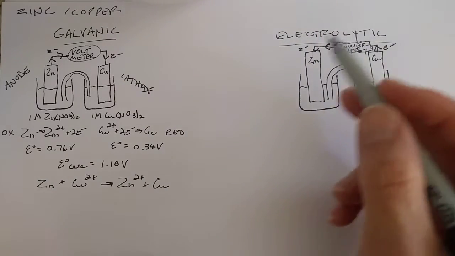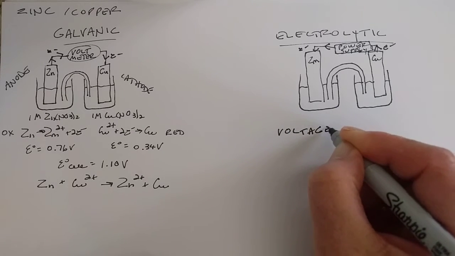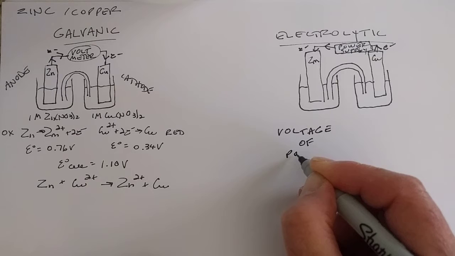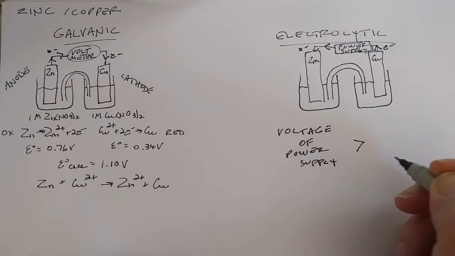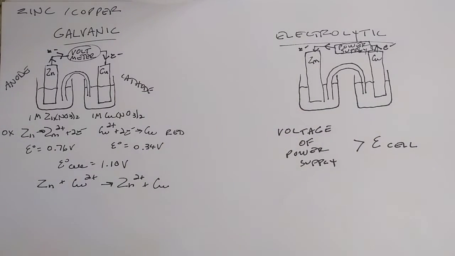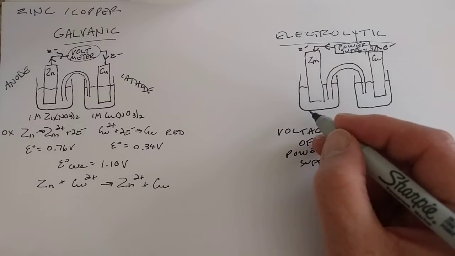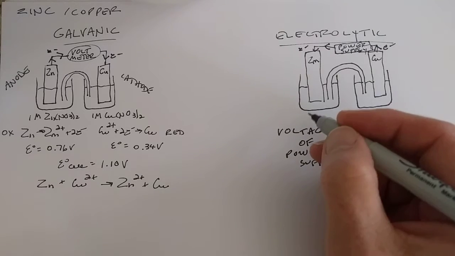So for this to be able to happen, the voltage of the power supply must be greater than the E of the cell. So if everything's 1 molar, the voltage has to be greater than 1.10 volts to force the current to flow in the opposite direction. So here, now, we're making the zinc get reduced, so we're going to reverse everything.